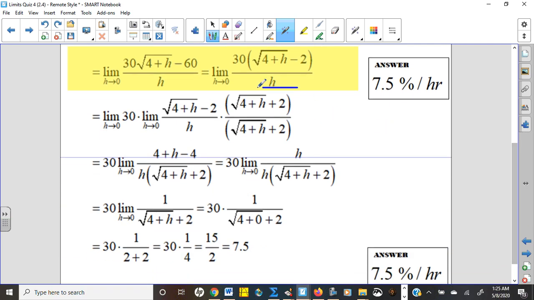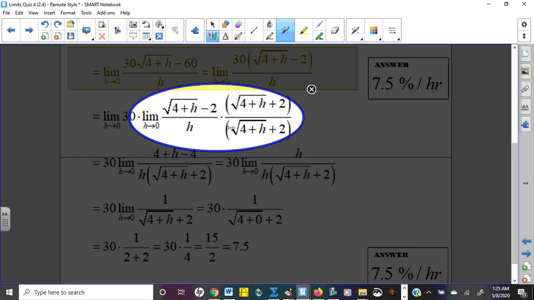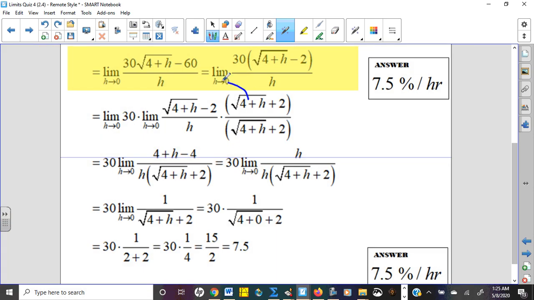The trick for any kind of a square root function limit usually is going to be the conjugate. So the conjugate of the square root of 4 plus h minus 2 is the square root of 4 plus h plus 2. And so I multiply it by that. When I multiply these, the square root goes away because I'm squaring the root. And then these just become a 4, and then the middle terms cancel out. And so I just get 4 plus h minus 4, which just gives me the h on top.